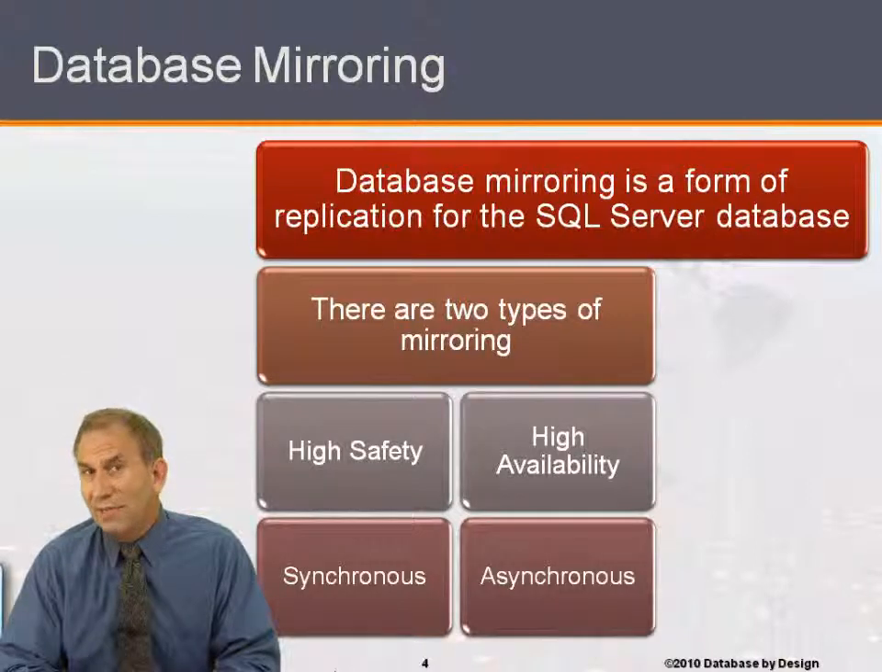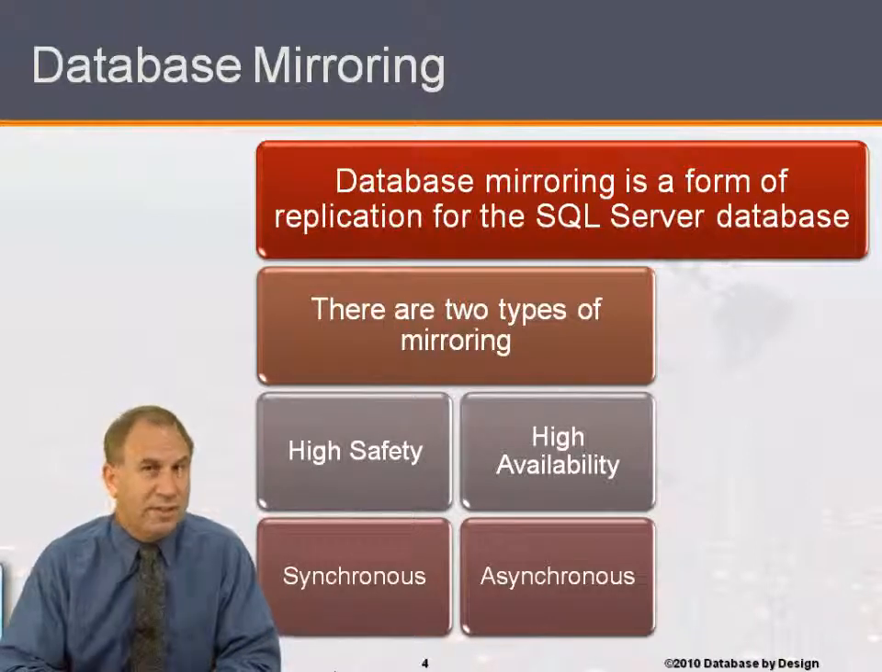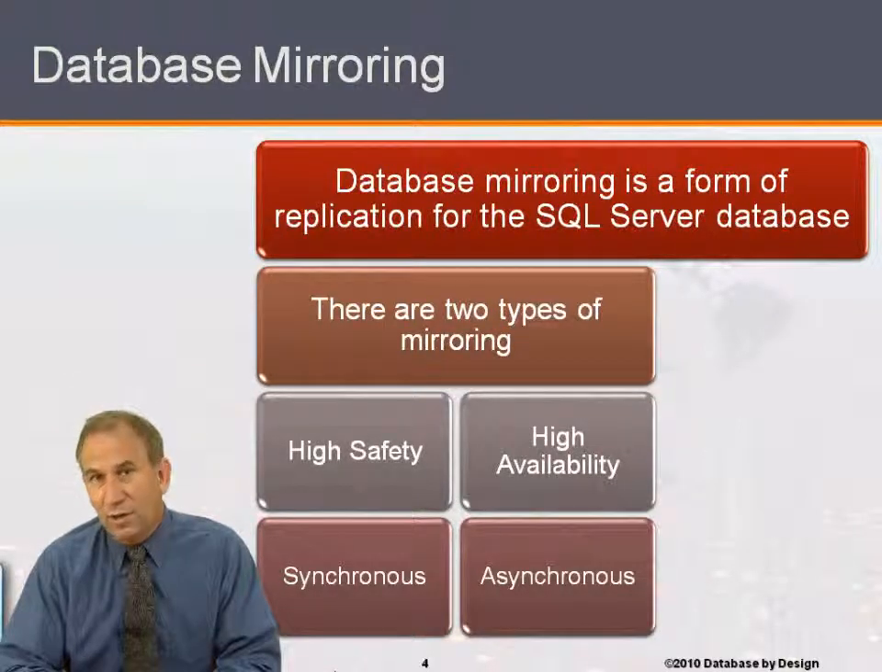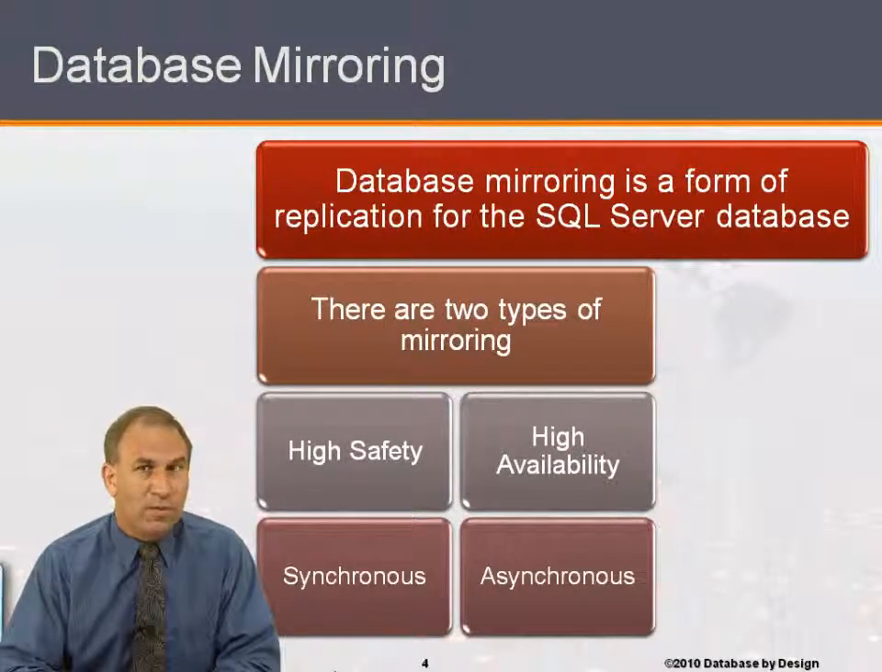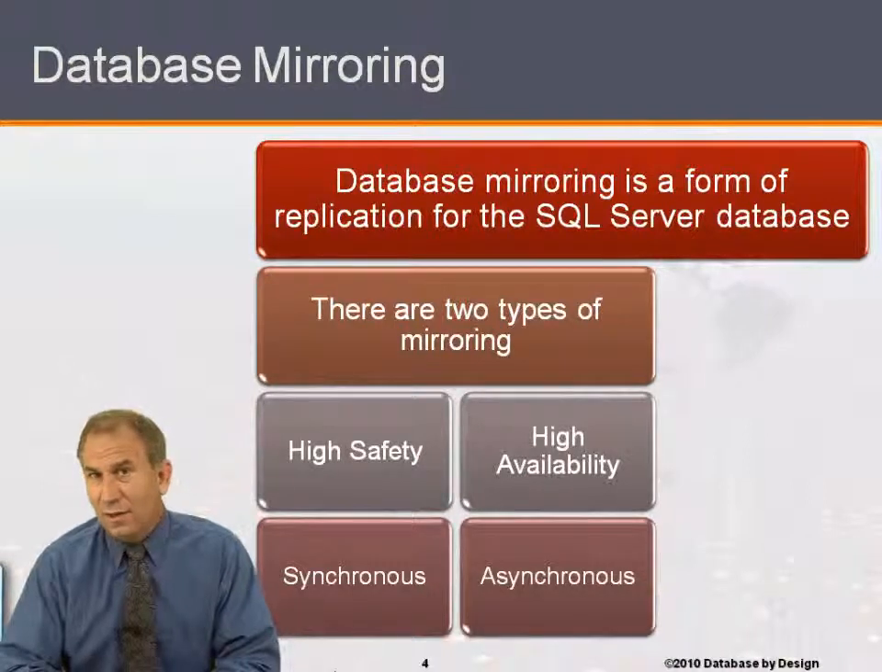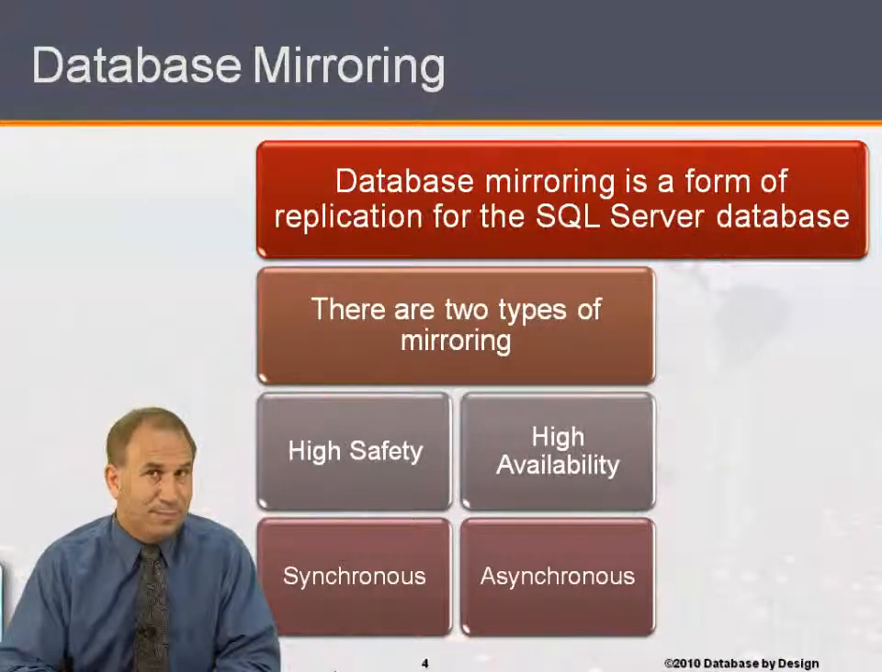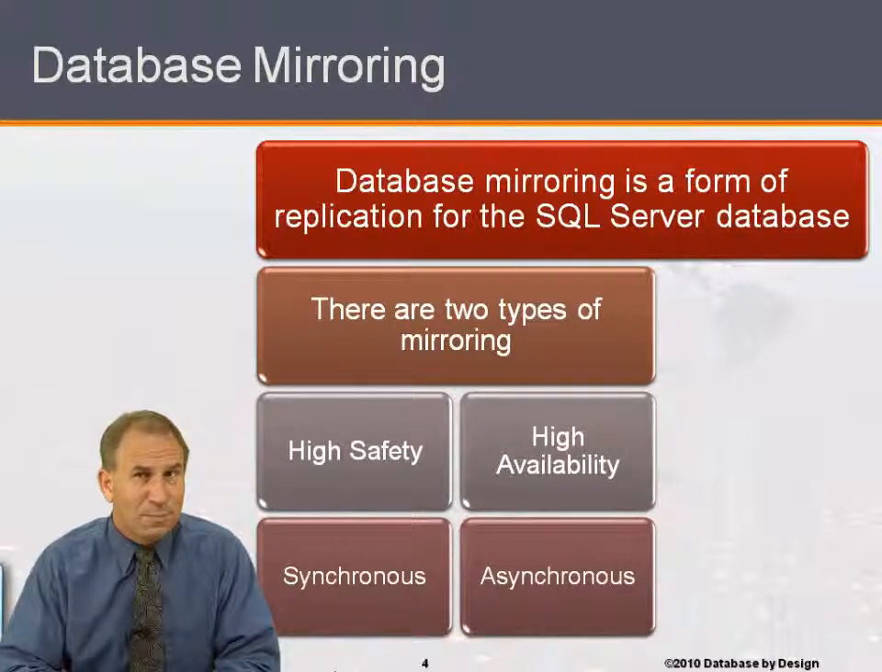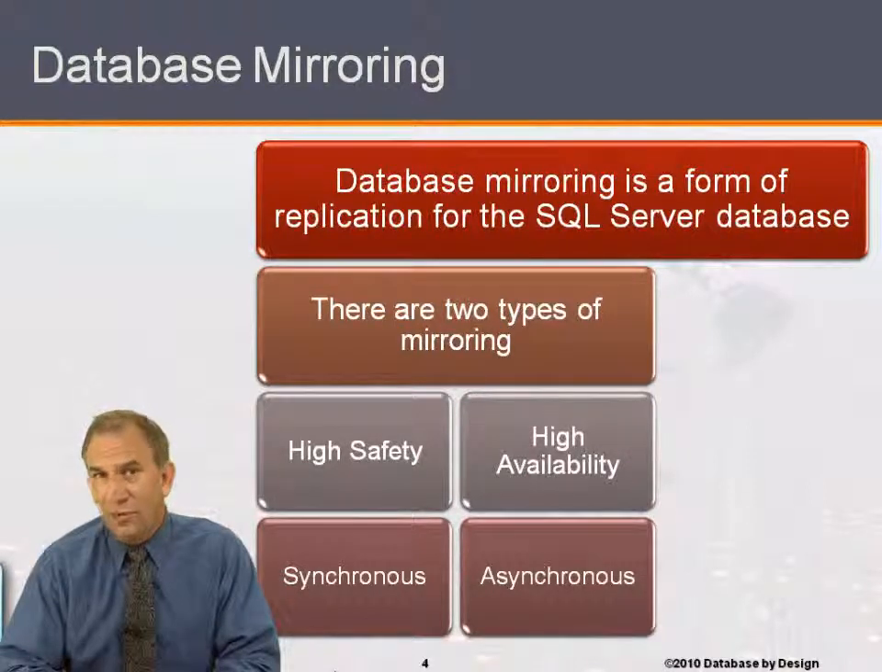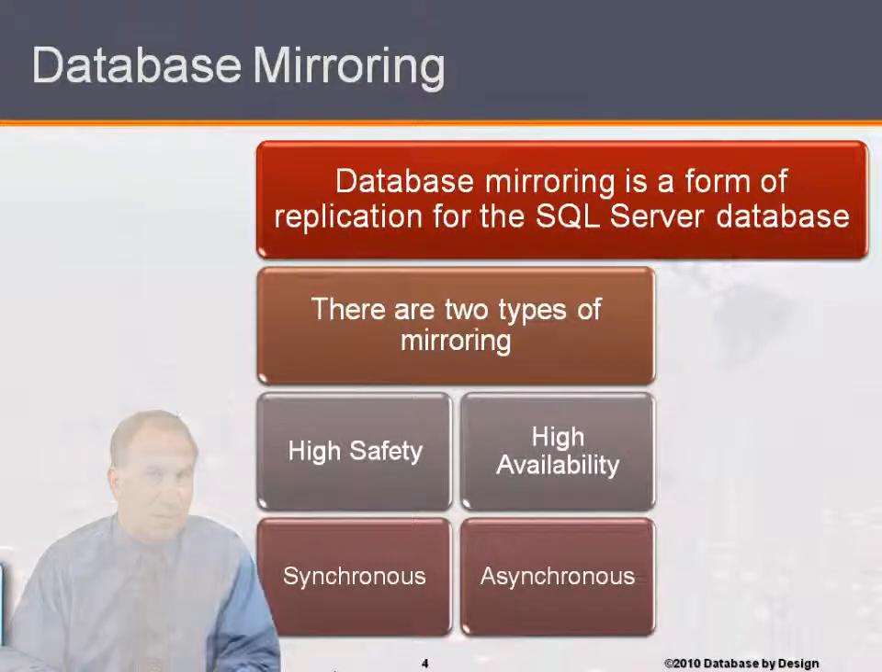Then we have high availability. High availability is dealing with asynchronous writing. When we talk about asynchronous writing, we're saying that we will write to destination A, and then we will try to write to destination B. If destination B is unavailable, that's fine, we will still continue the processing.